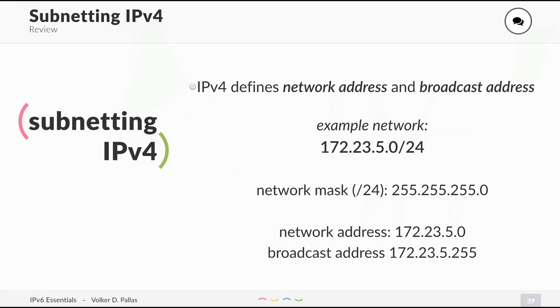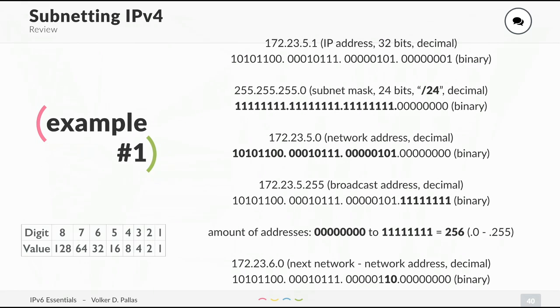So the network mask can also be written 255.255.255.0. And as you know, the network address is the .0 and the broadcast address is the .255, at least in a /24. Let's do a quick example. Your IP address is 172.23.5.1. It's a 32-bit address and it's in decimal notation.